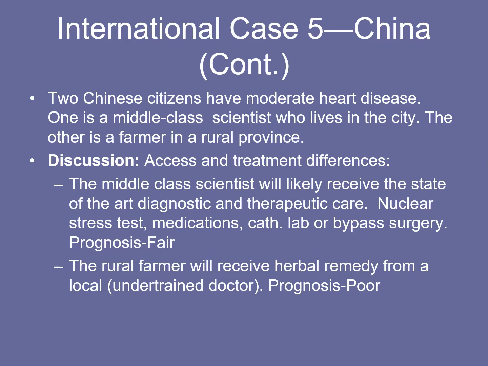The rural farmer will probably receive an herbal remedy from a local undertrained doctor, will not have access to a lot of the medications, probably not have access to the diagnostic stress testing, nor the invasive procedures such as the cath lab or bypass surgery. And their prognosis is poor to very poor as a result of this dichotomy that exists in China and many other developing countries. So in this respect, the Chinese, like other developing countries, have a bifurcated level of autonomy, with those who are more well-to-do having an extensive amount of autonomy, and those who are not well-to-do having a very limited amount of it.